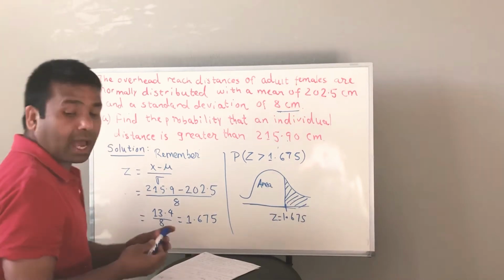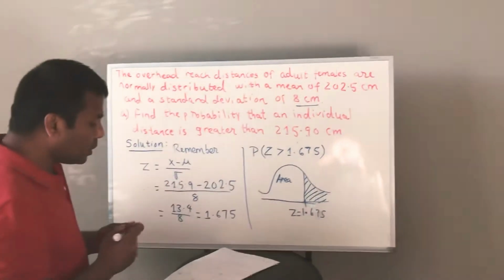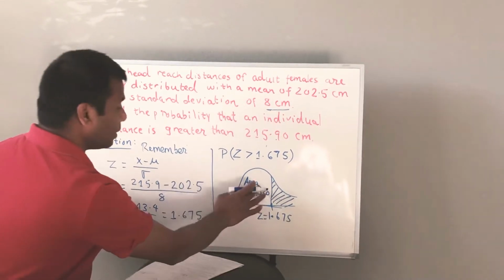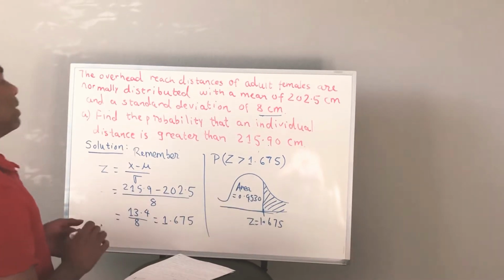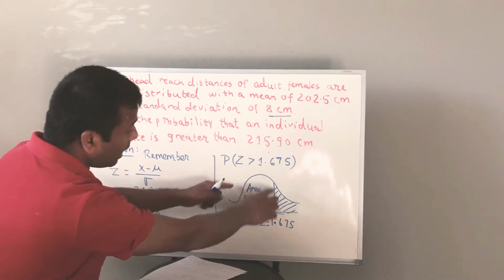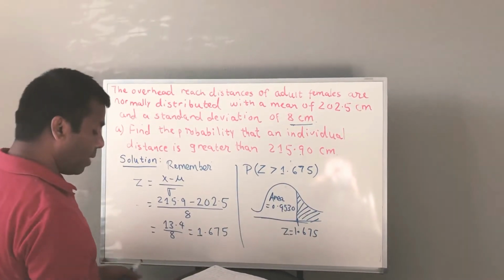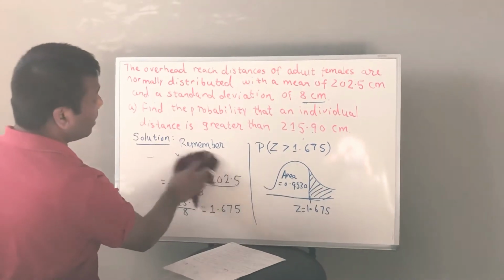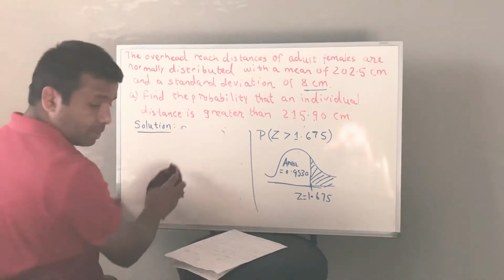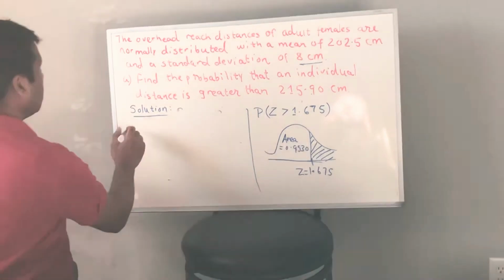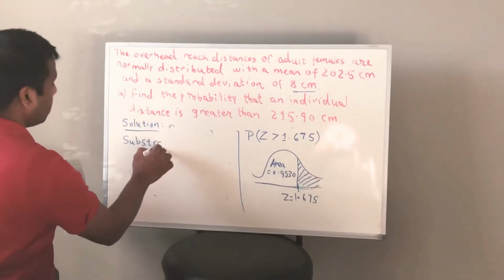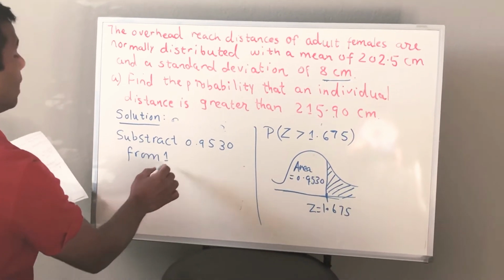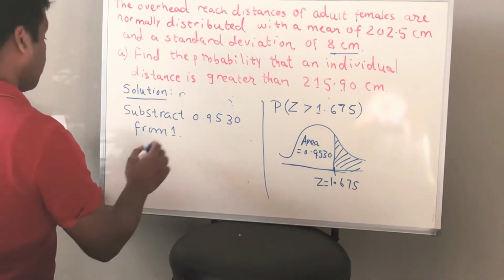By using the calculator, you can find the area to the left of z equal to 1.675, which is 0.9530. Let me write it down here, this area is 0.9530, and you know that the total area under the density curve is 1. So to find the area of the shaded region, you have to subtract 0.9530 from 1.